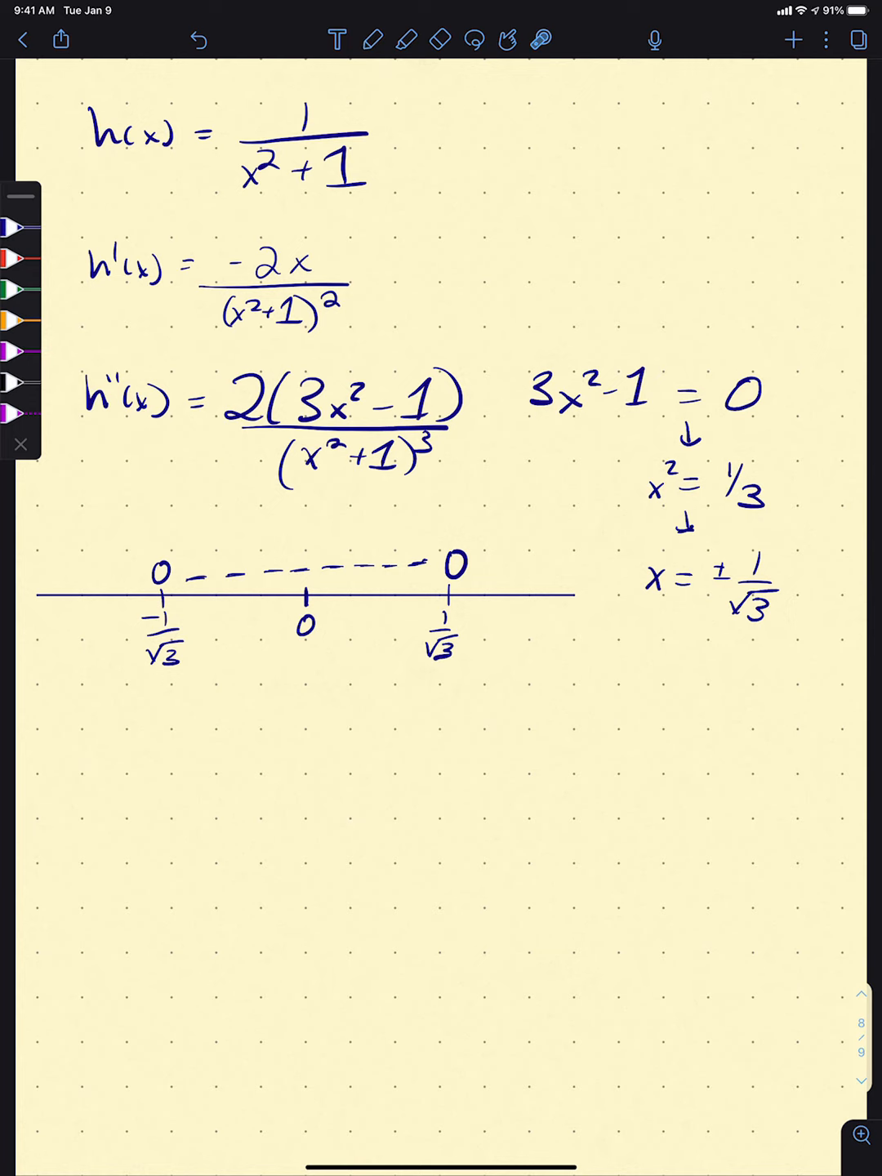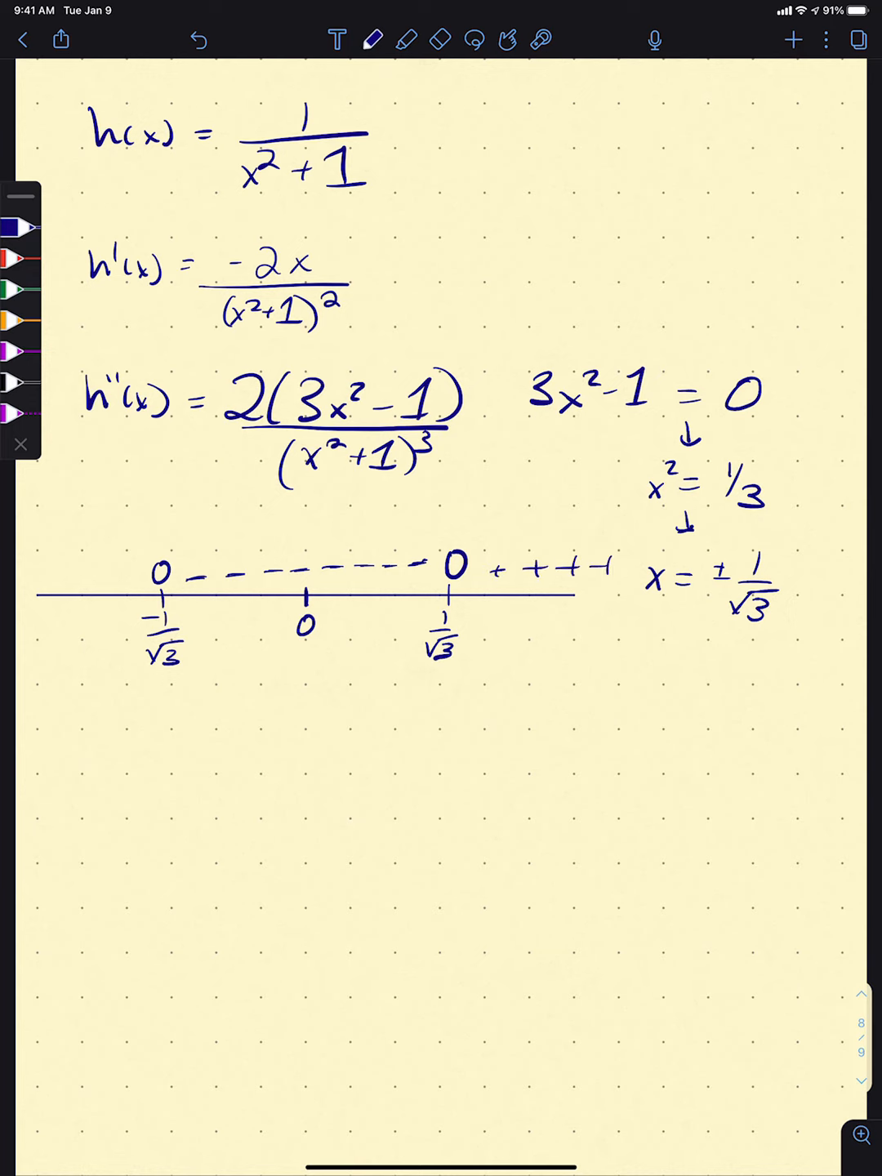And then what about over here? 1 over the square root of 3 is going to be less than 1, so let's just pick 1. Here we have 3 minus 1, which is going to be 2. This top is positive. The denominator is always positive.